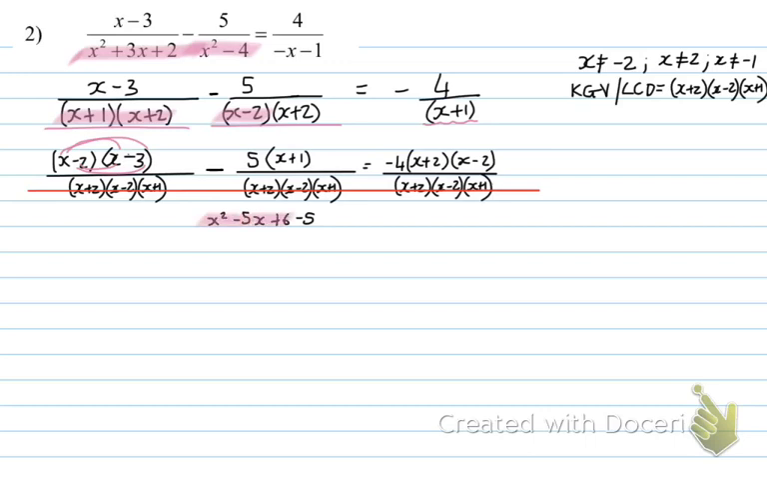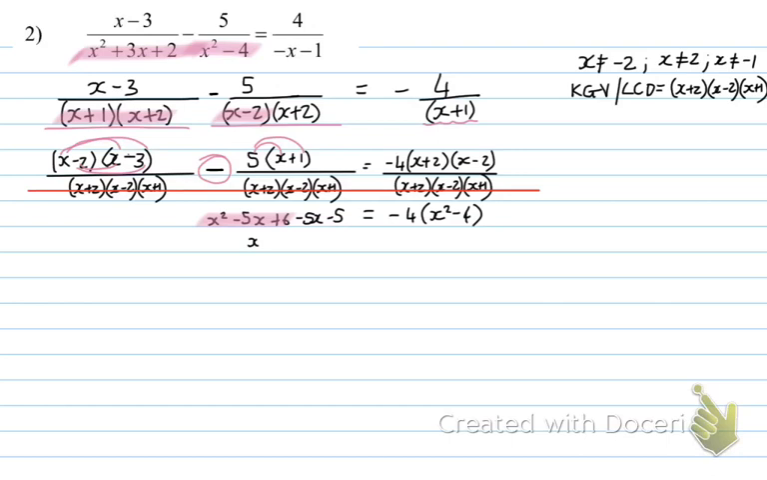Then I multiply this 5 in. 5 times x is 5x, 5 times 1 is 5. Remember this negative. So it's negative 5 times x is negative 5x, negative 5 times 1 is negative 5. On the other side, I have a FOIL rule and also a negative 4 to multiply in. So first I do the FOIL rule and I get x squared minus 4.